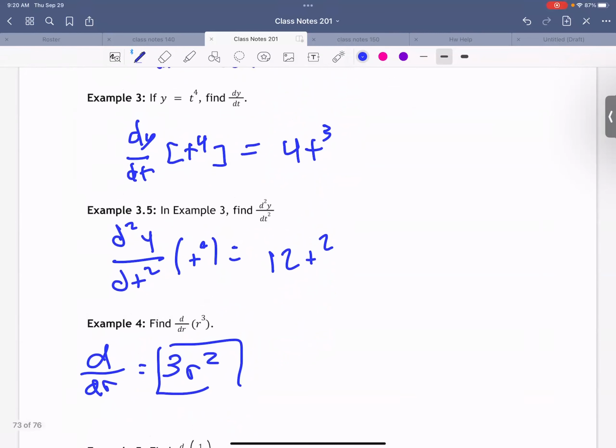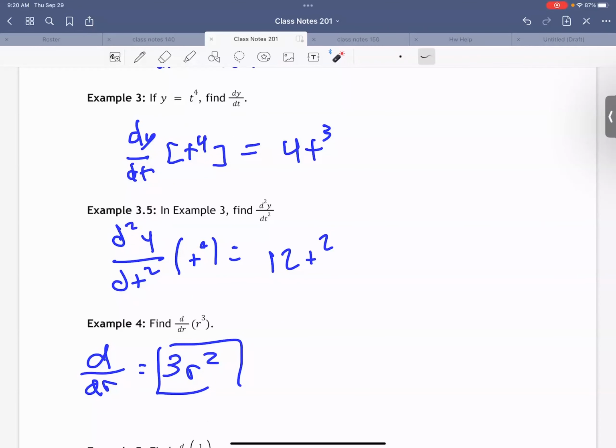So let's see, example 3, was that Jude who wrote that one up? Do you want to take us through your thought process here? Since we have to do the 4th power, we bring the 4 down in front and reduce the exponent by 1, which would give us 4x to the 3rd power. Nice job. Any questions on example 3?